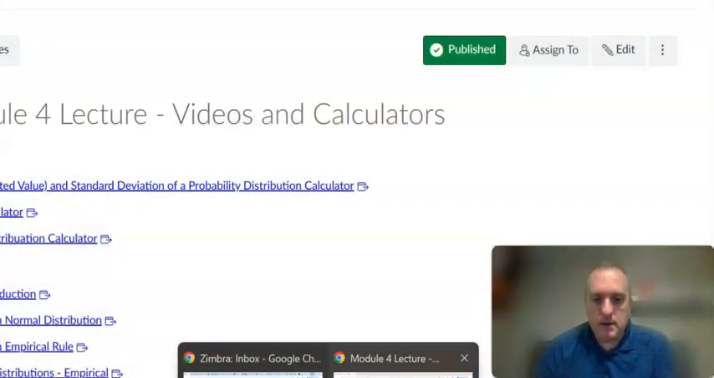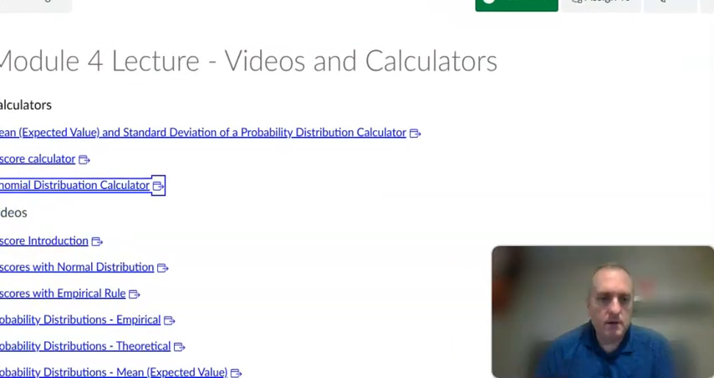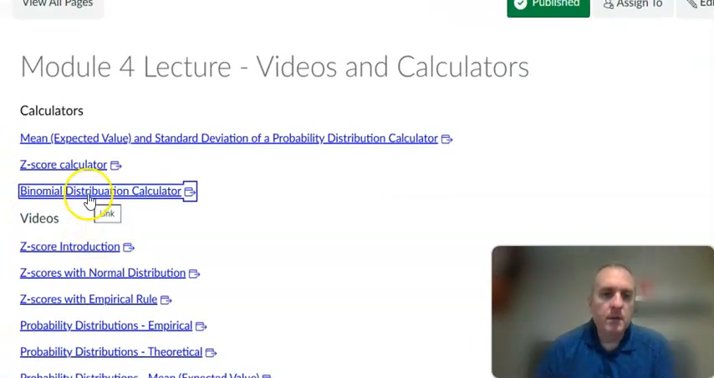So I'm going to open up that in my lecture notes. Let me expand this a little. Now I can move the window over. In my module for videos and calculators, I'm going to click on binomial.